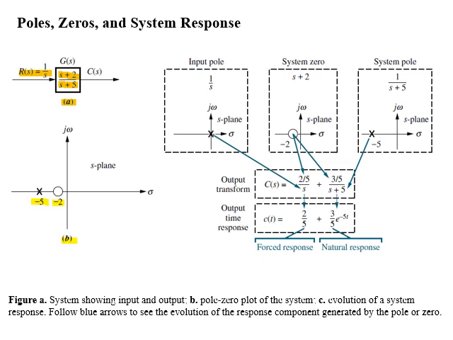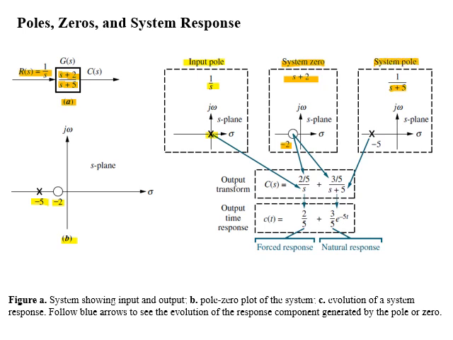Now if you look at figure C, in this we have three pole zero plots. First plot represents pole of input which is at origin. Second plot represents zero of the system which is at minus 2. And the last plot represents pole of the system which is at minus 5.